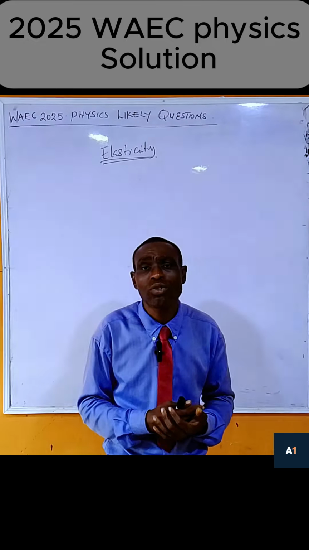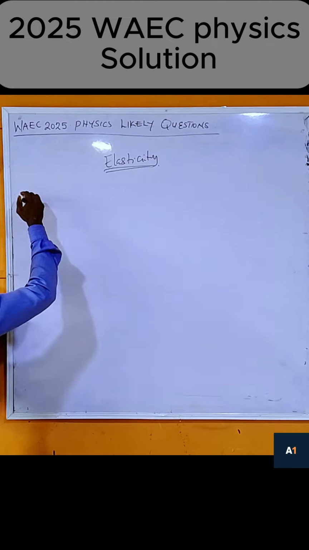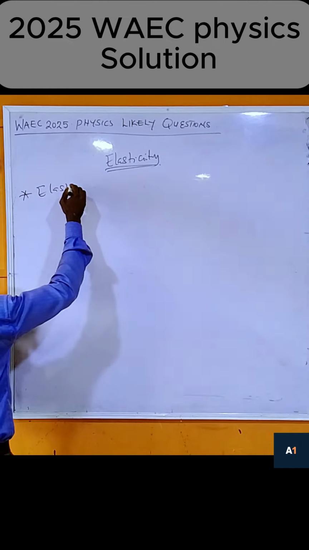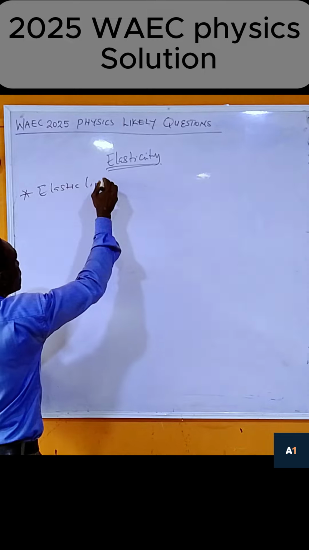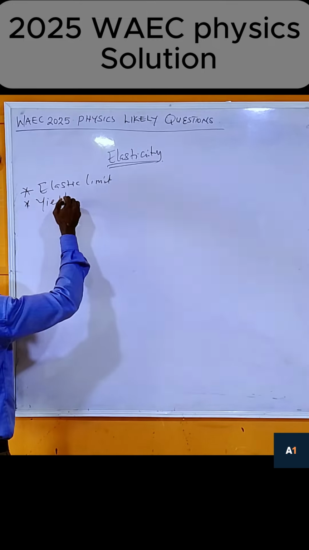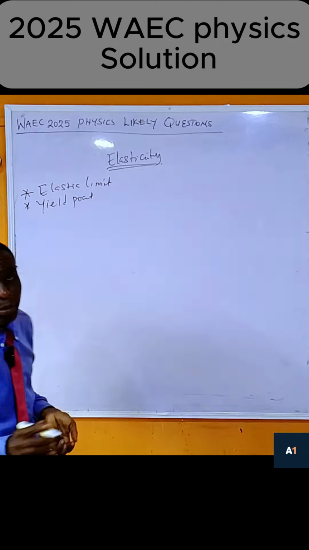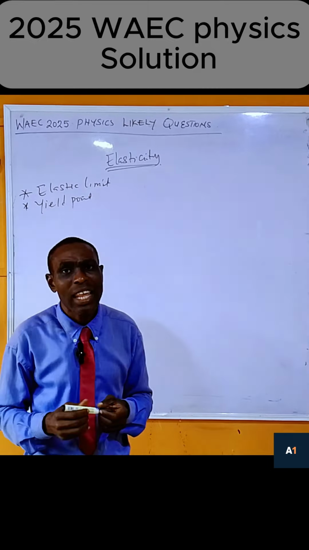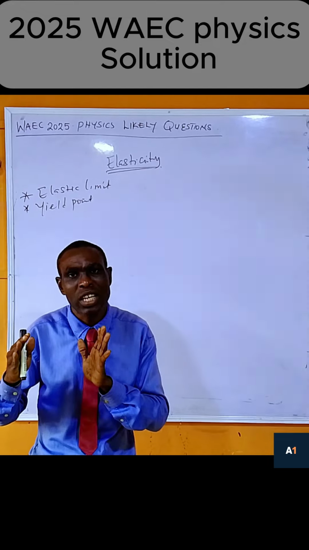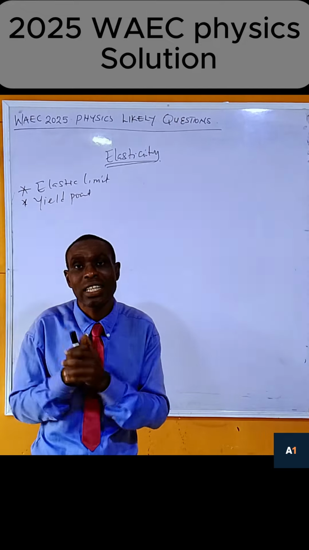Now, what are the things that we are going to talk about? First, elastic limit, and we also call yield point. Let me quickly talk about these two terminologies. Elastic limit simply means the point up to which you can stretch a particular string before reaching the plastic form.